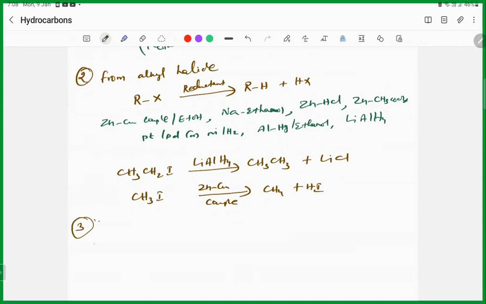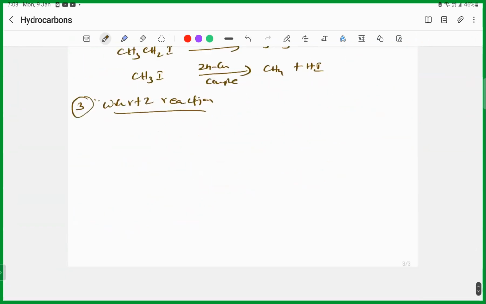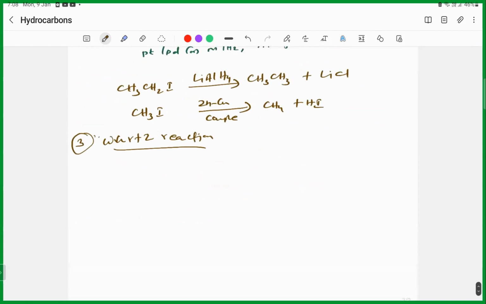Next, we are seeing the Wurtz reaction. The Wurtz reaction is also called Wurtz-Fittig and Wurtz. Okay. So you can prepare alkanes when you take alkyl bromide or alkyl iodide in the presence of sodium metal.